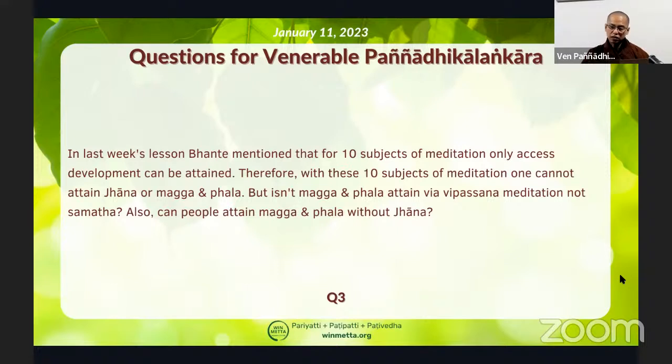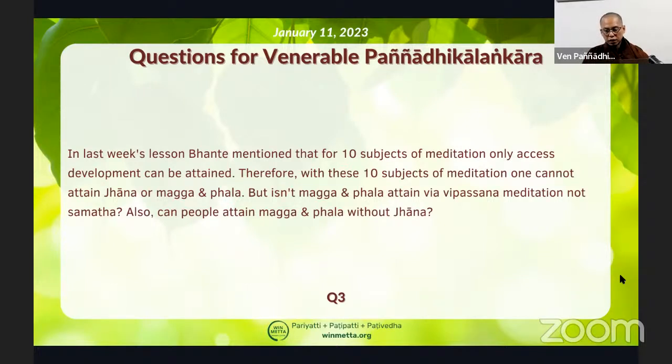Appana level is after the attainment of the upacara level. Upacara alone is not enough. You know, if you just get to the road to the house, you are not yet getting into the house itself. So appana is considered the house area, and the upacara development is just the road. Okay, so here we need more information about the attainment of magga and phala.